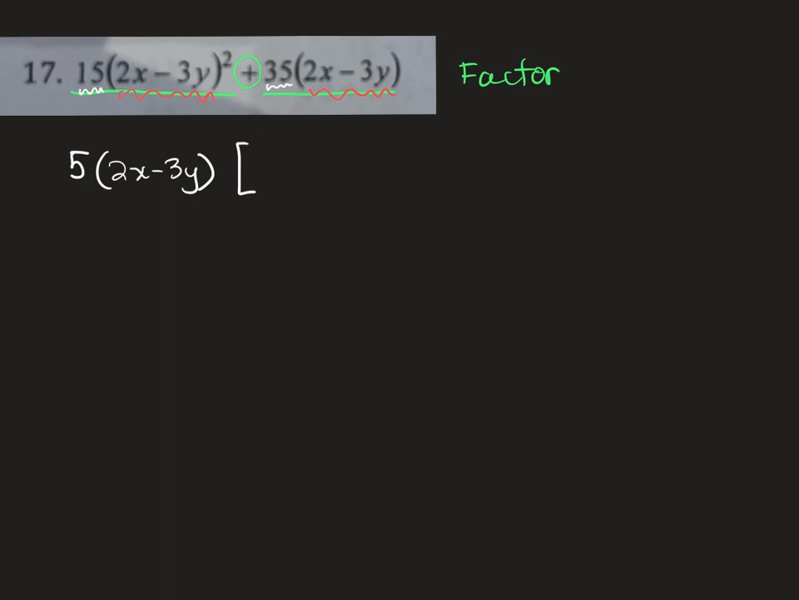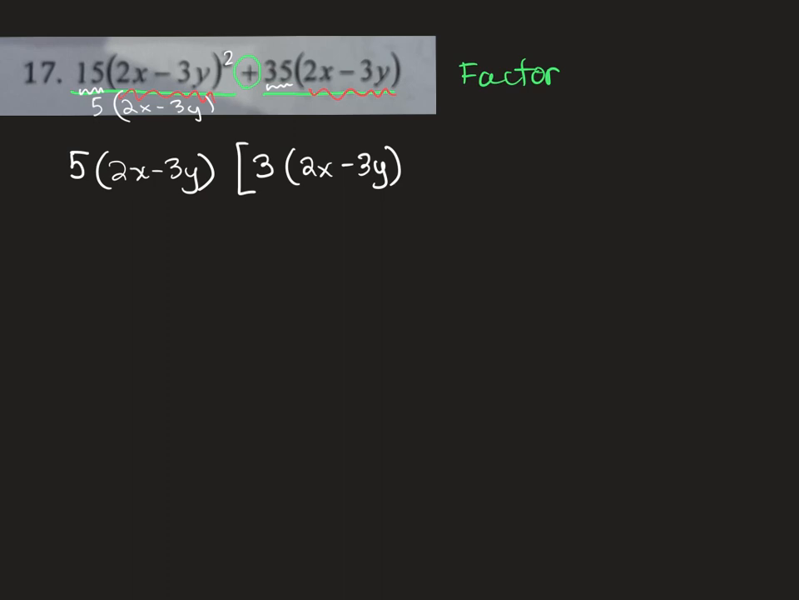Now we're going to divide that greatest common factor out of each of these. So we divide by 5. 15 divided by 5 is going to be 3. And then when we divide 2x minus 3y squared by 2x minus 3y, we're just left with one of those 2x minus 3y's. So we'll have 3 and then bracket 2x minus 3y.